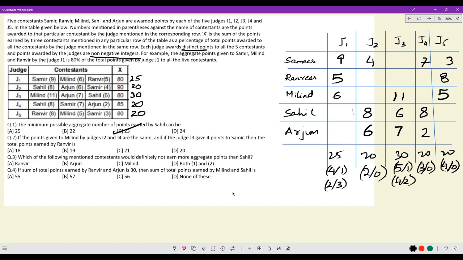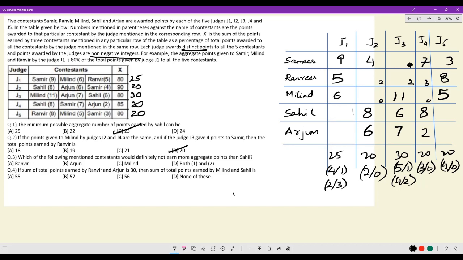Next, if points given to Milind by judge 2 and judge 4 are same, which is to say it can only be 0. He gets 0 here, he gets 0 here, which means he gets 3 here, he gets 2 here. Okay. And if judge 3 gave 4 points to Sameer, 2 points will go to Ranveer. See how I'm writing everything in small font in the right bottom corner so that I know this is for this particular case. Then the total points earned by Ranveer are 8 plus 5 is 13, 13 plus 7 is 20. So option D, 20 will be the right answer.